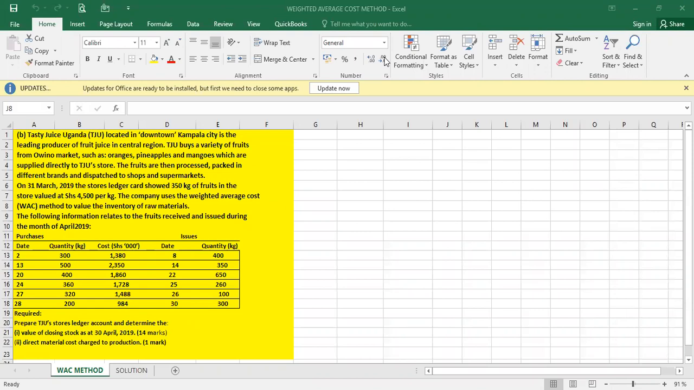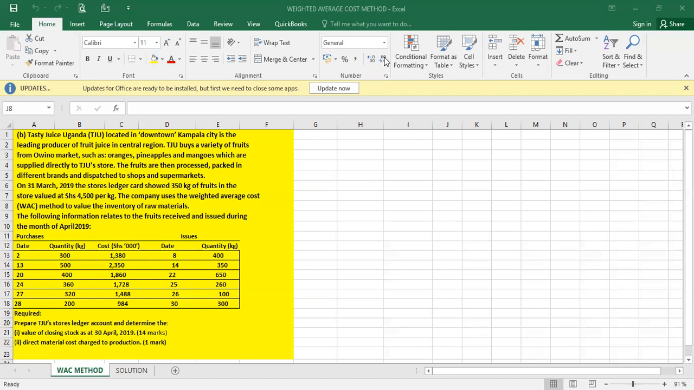We are looking at inventory valuation, and this is going to be our last method, because we said we are going to be using the same question and we do all the inventory valuation methods. We've finished first in, first out. We've done last in, first out. Then we are remaining with the weighted average cost, which we are going to do now.